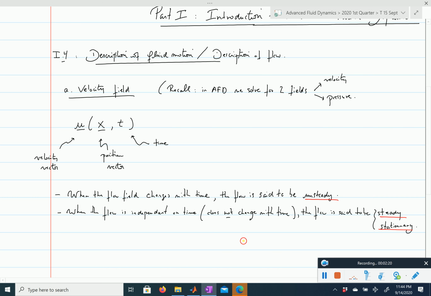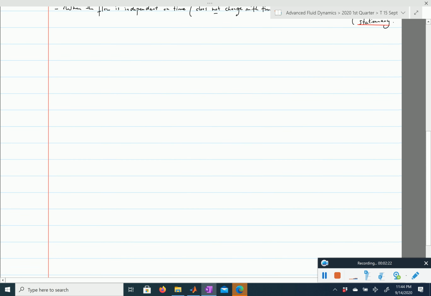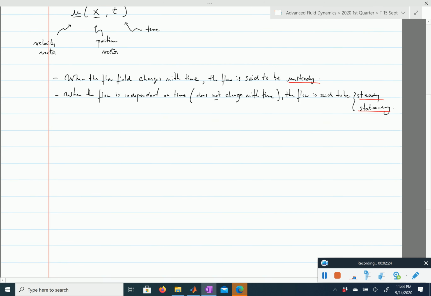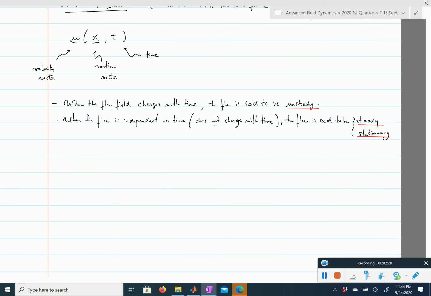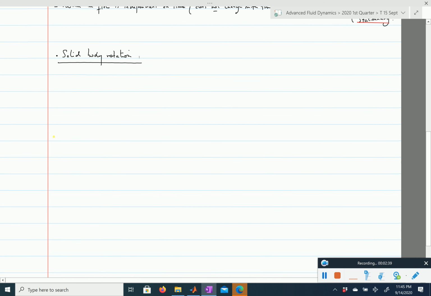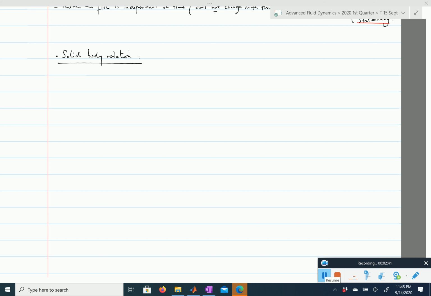So there are a few flow fields that as we go with the class you will see more and more, and the simplest ones we can discuss here already. So the kinematics of the simplest flow we can discuss. One is the solid body rotation, for example. So here is how the velocity field associated with the solid body rotation looks like.